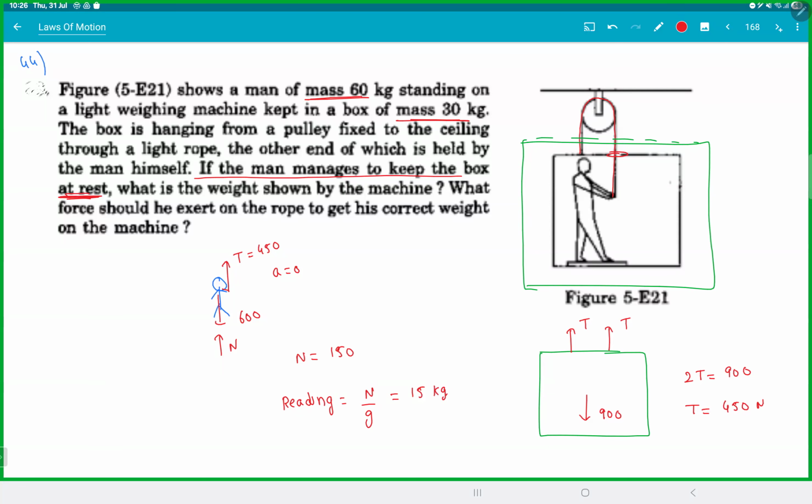Is that clear, everyone? If you keep the box at rest, you need to apply a force of 450 newtons, or 45 kg weight force, onto the string. So if I pull the rope with 45 kg force, the rope will pull me up with 45 kg force. So the balance weight is 15 kg. So that's what we get.